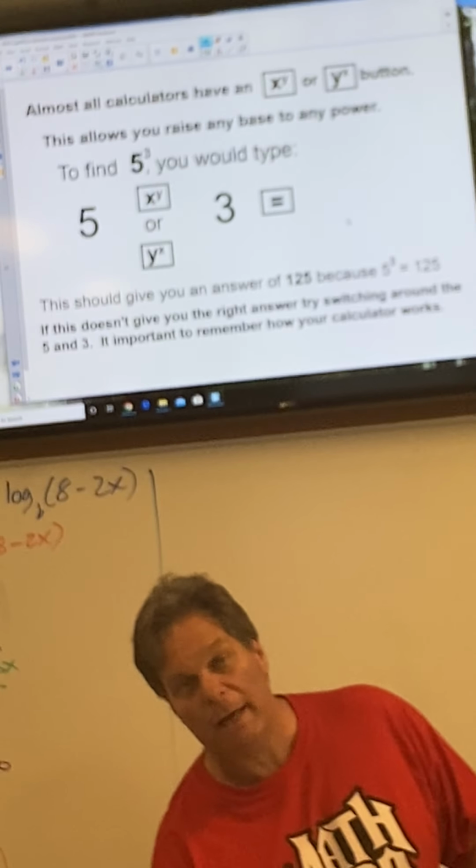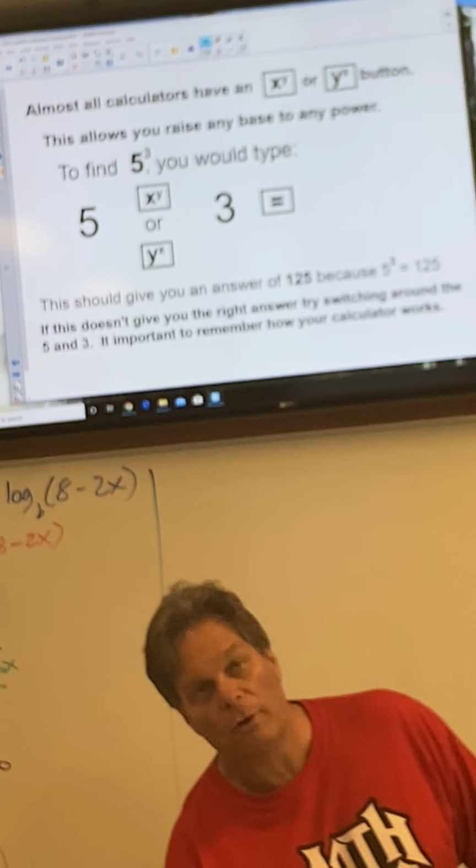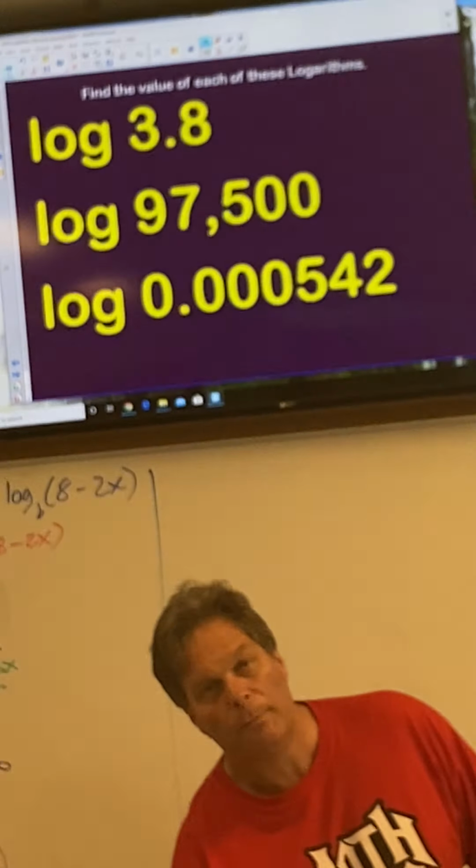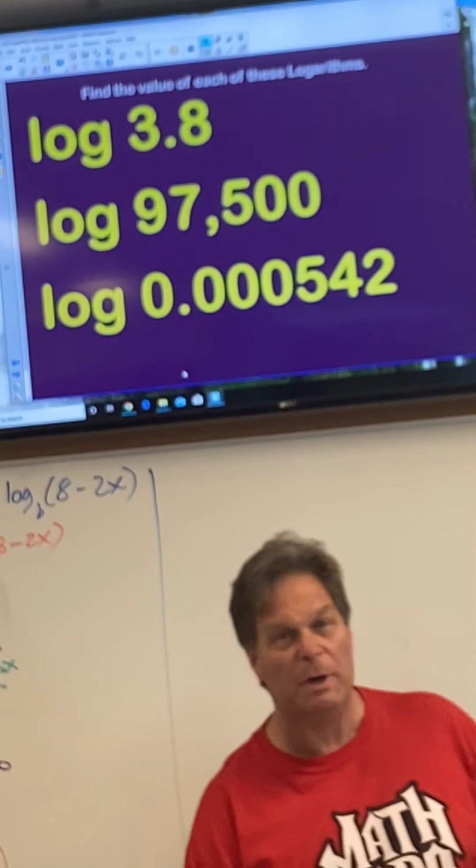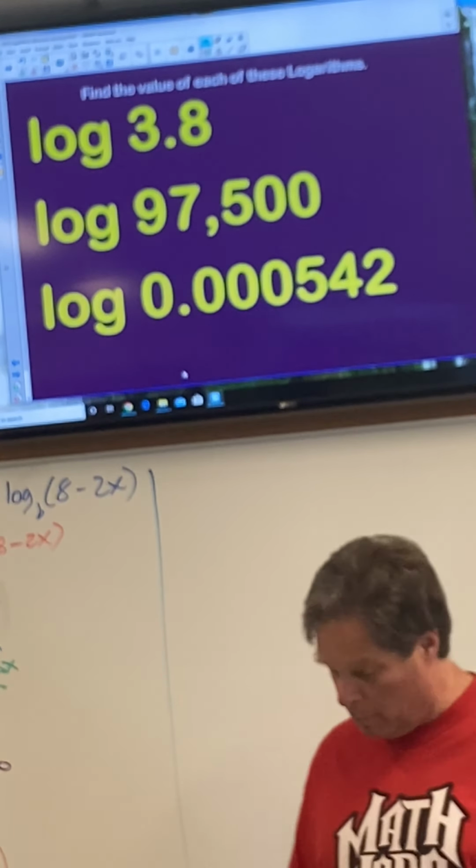So that's the background information. Now we're going to start using this stuff. So here's the deal. These are 3 different problems. Okay, I'm going to work them all at once.